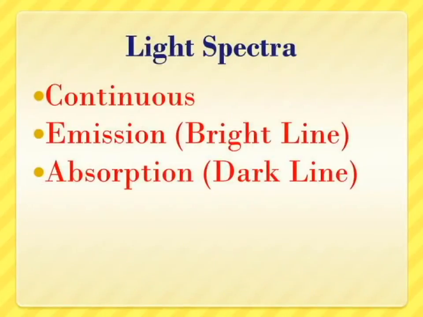Now, there are three different types of light spectra I want to talk about. One of them is called continuous, one of them is emission, and one of them is absorption. A continuous spectrum is one that you get from either a solid or a liquid, and it gives you a continuous red, orange, yellow, green, blue, and violet spectrum. An emission spectrum gives you a bright line spectrum. It means energy is given off.